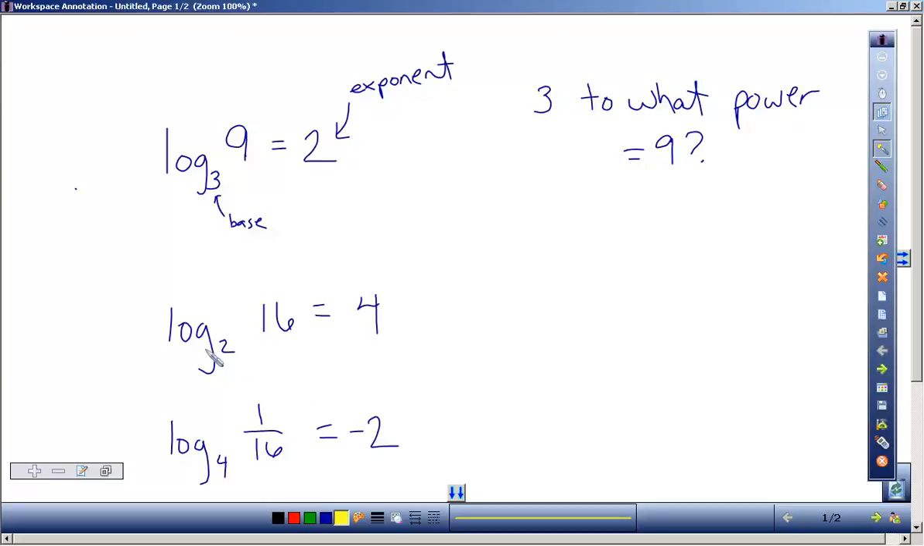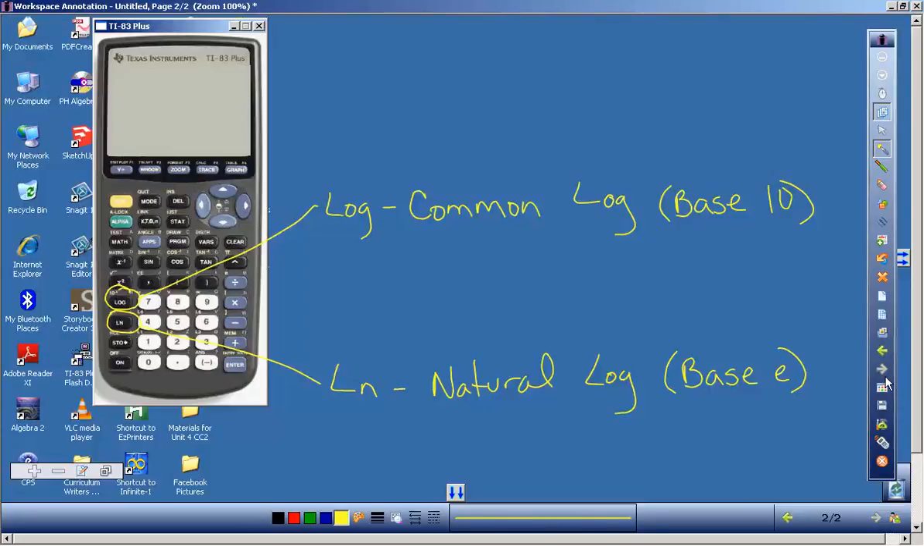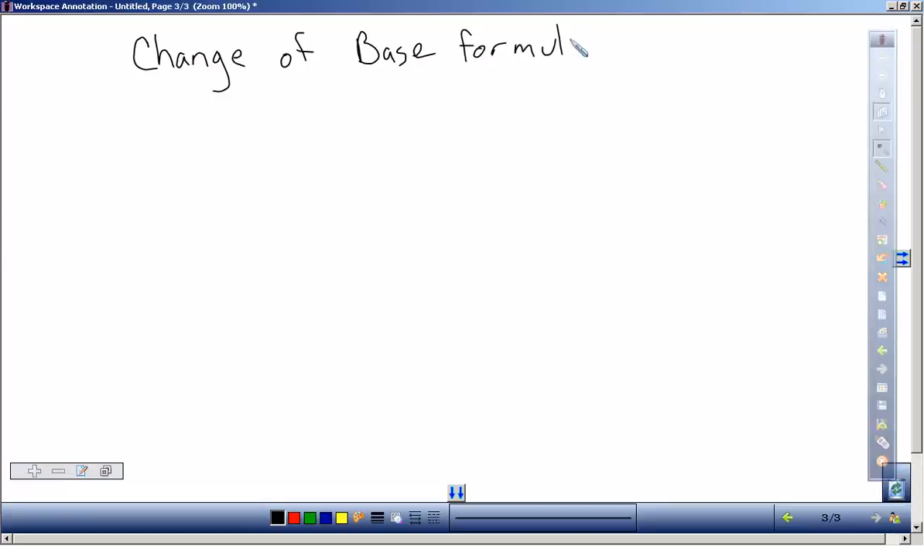The problem comes if I'm trying to type something in my calculator that has a log other than 10 and e, how can I type that into my calculator? And so what you do need to make sure that you know is you need to have some awareness of the change of base formula.